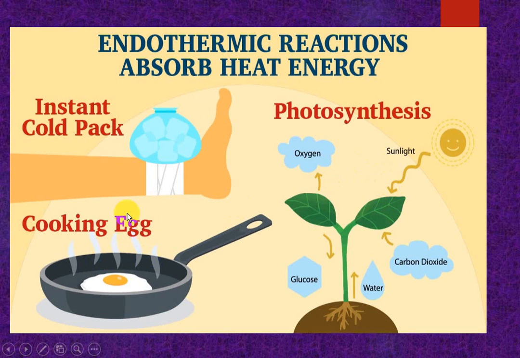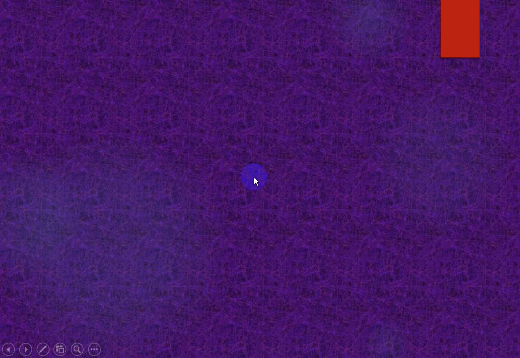Cooking an egg is an exothermic reaction. Instant cold pack: a cold pack is used here, containing a chemical. I forgot the name of this chemical. Instant cold pack: here energy is gained, so it becomes cool. Cold pack. So this is the endothermic reaction, absorbing heat energy. Do you know the photosynthesis reaction?